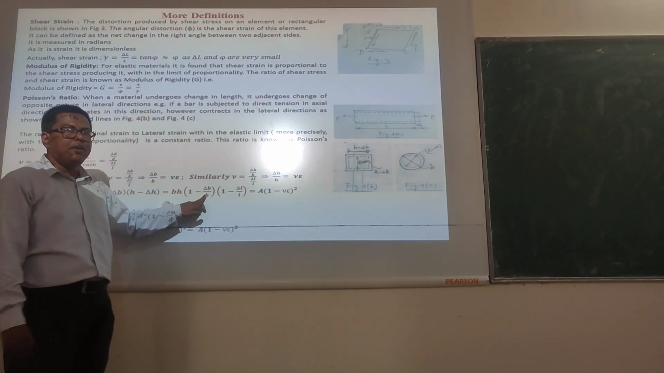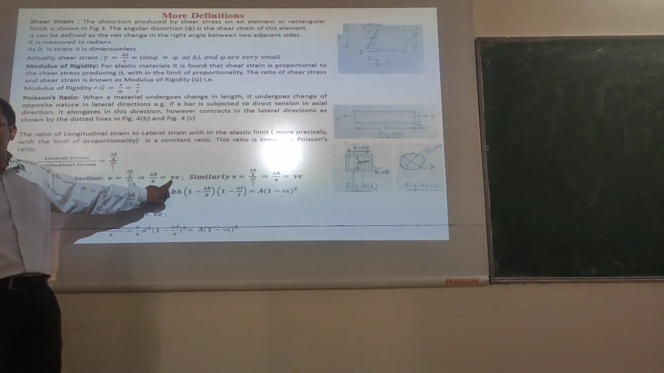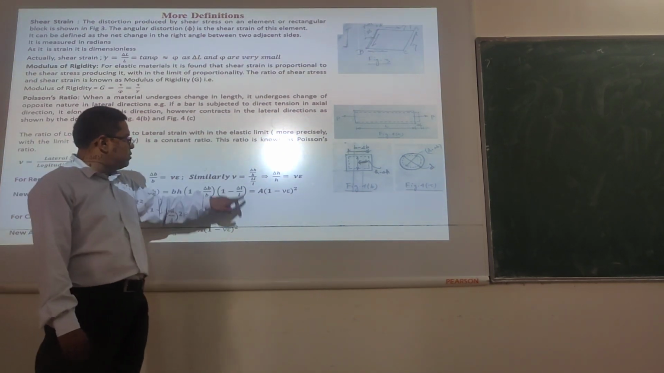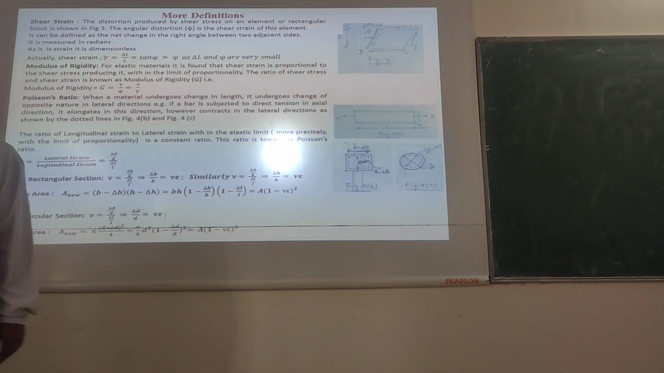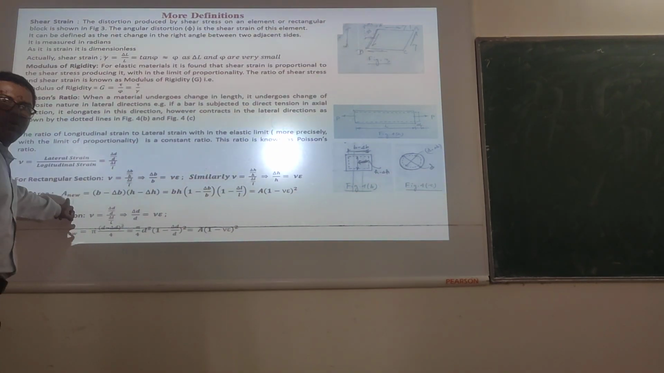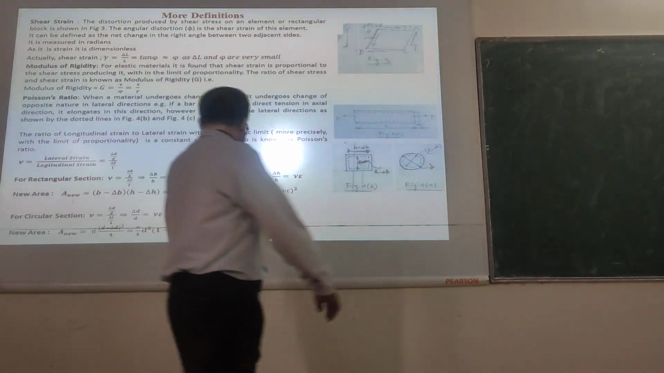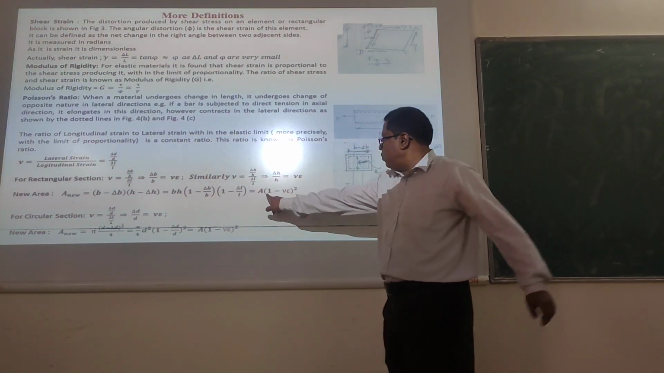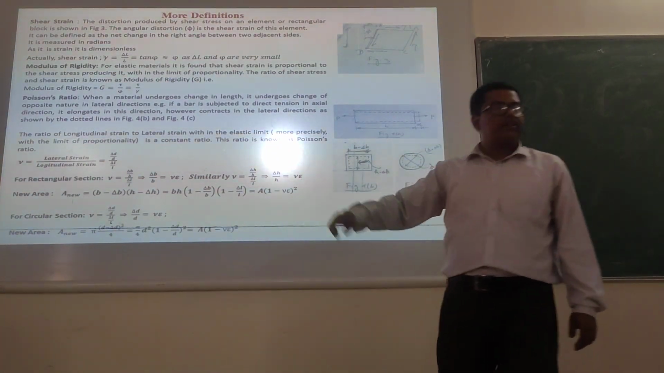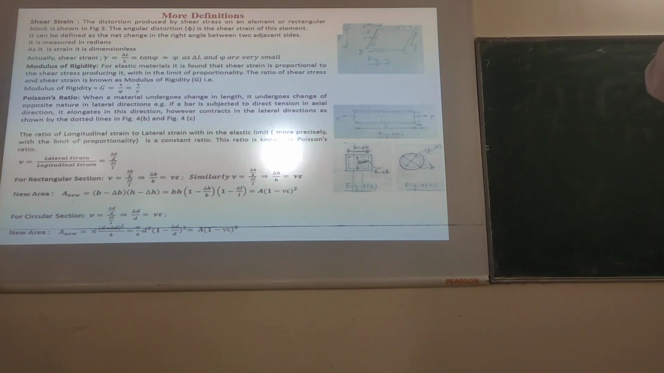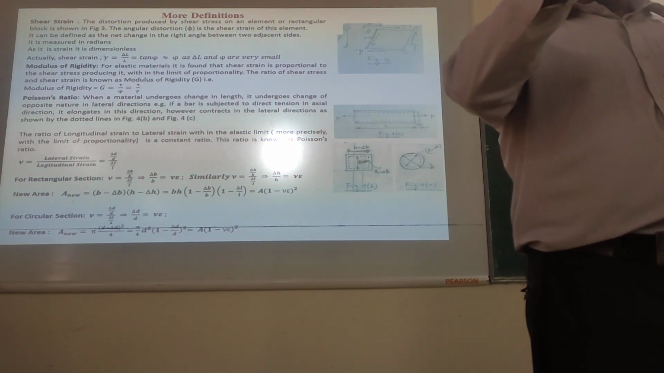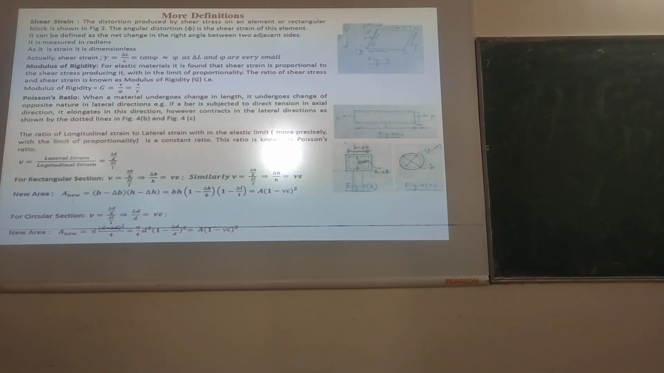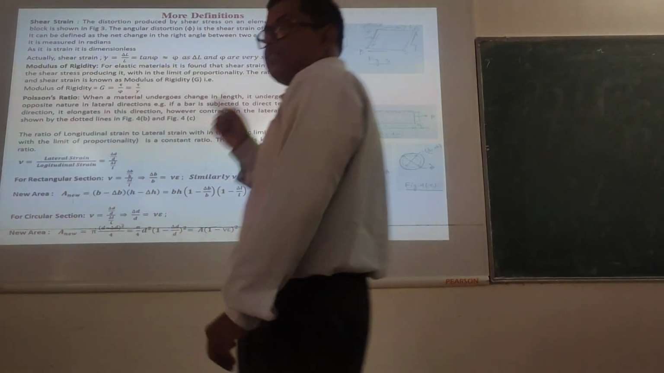And what is delta B by B? Delta B by B is nothing but nu into epsilon. Correct or not? Similar to that, delta H by H will also be nu into epsilon. So that means your new area will be equal to the original area multiplied by (1 minus mu into epsilon) whole squared. This is a very important formulation from the Poisson ratio. You will be using it in your soil mechanics. You will be using it in many other places also.